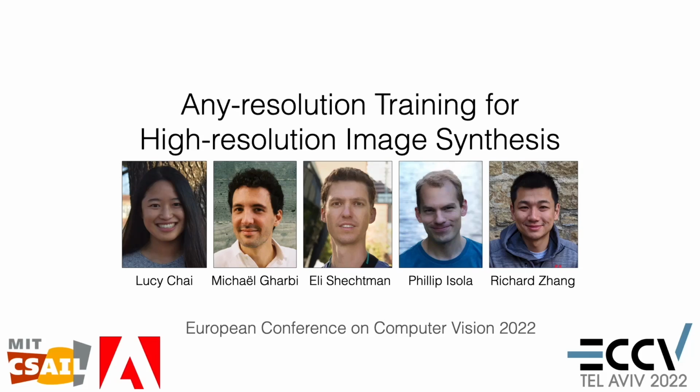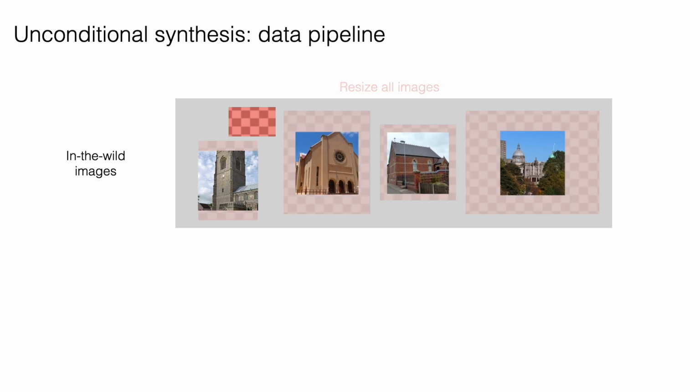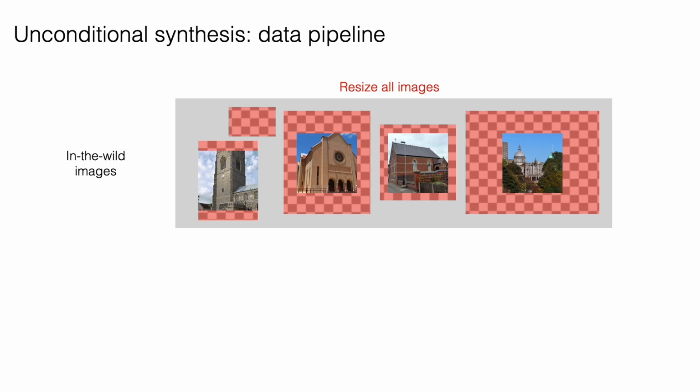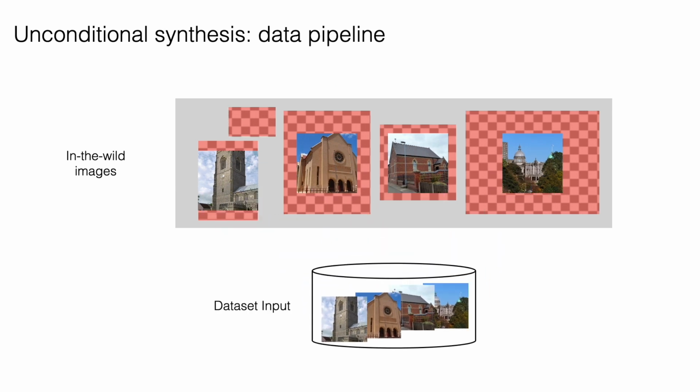Any resolution training for high-resolution image synthesis. Traditionally, for unconditional image synthesis, a dataset of in-the-wild images is first preprocessed by removing images smaller than a target size, cropping images, and resizing everything to a common size. These processed images are then used for downstream training.